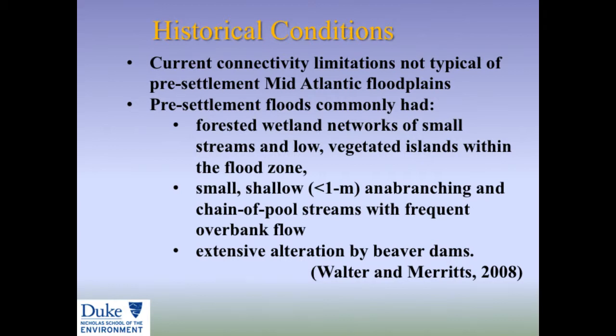So contrast current conditions with historical conditions, and these are the conditions described by Walters and Merritt again. The current connectivity limitations were not typical of pre-settlement floodplains. Pre-settlement floodplains more characteristically had a forested stream network with small streams, low vegetated islands within the flood zone, and typically many small, again, anabranching and chain of pools streams with frequent overbank flow and extensive alteration by beaver dams. Okay. This is a picture that's drawn.